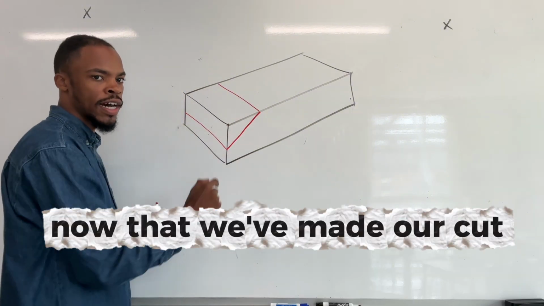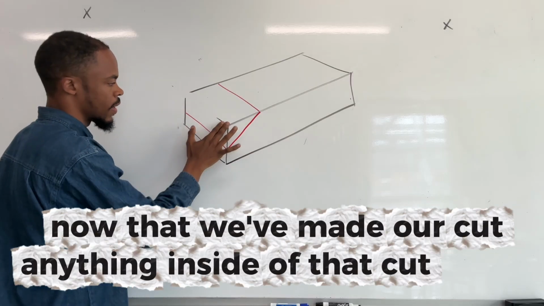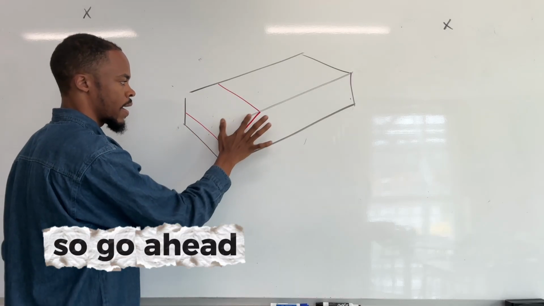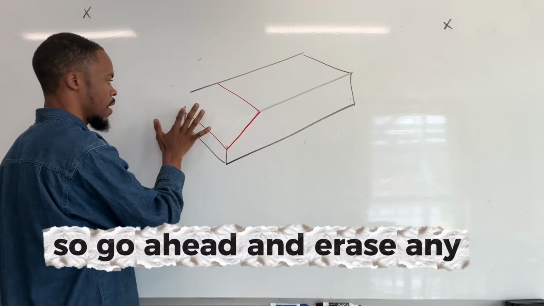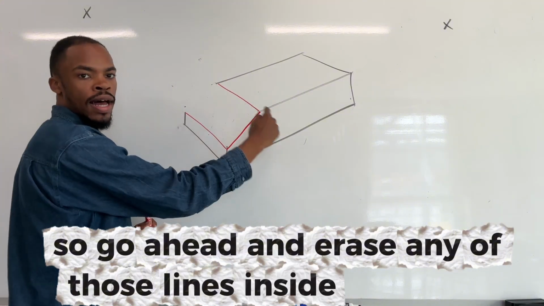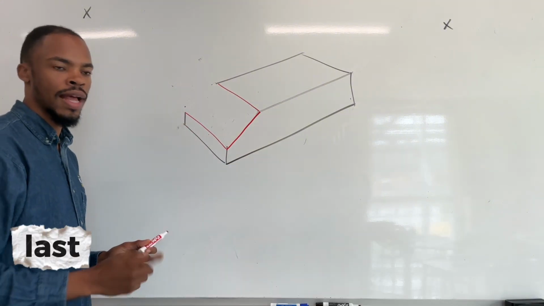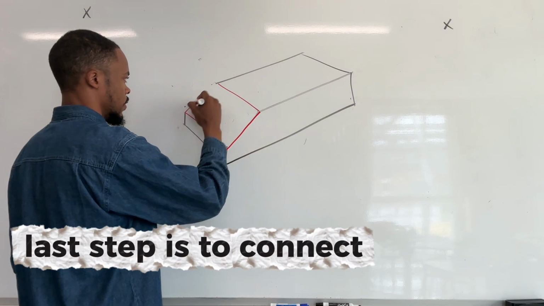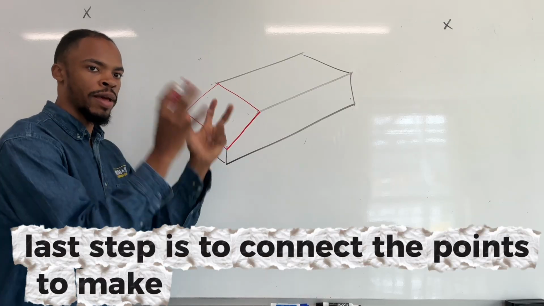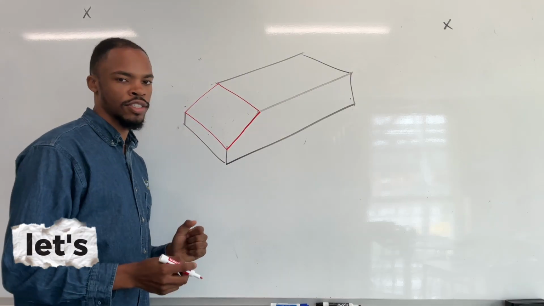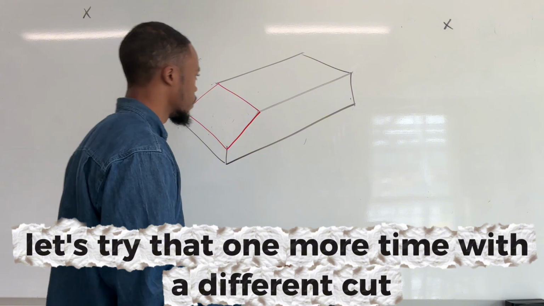Now that we've made our cut, anything inside of that cut can be removed. So go ahead and erase any of those lines inside of our cut. Last step is to connect the points to make our object whole again. Let's try that one more time with a different cut.